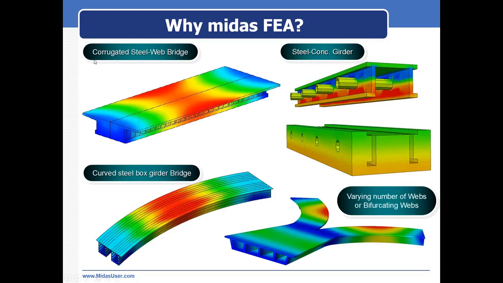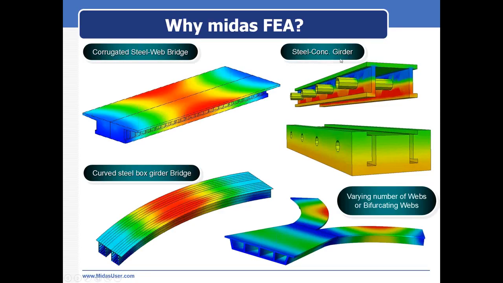Next is corrugated steel web bridge. Corrugated steel web sections can be defined in Civil, but with some limitations. Plus, we cannot get the stresses at the corrugations, and corrugations are not as detailed in Civil as compared to FEA. When it's a more detailed model, we get the detailed results as well.